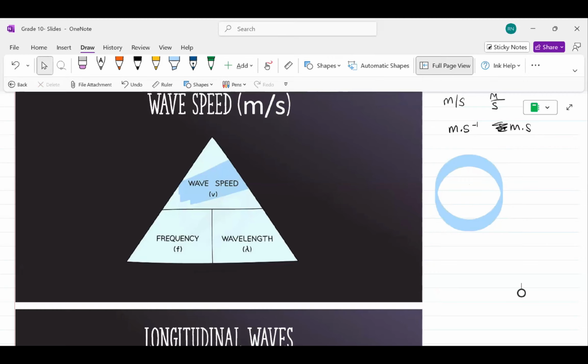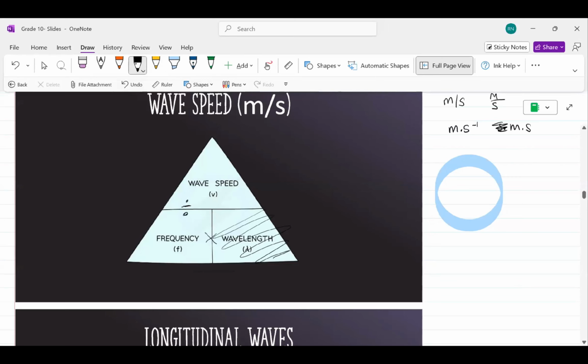Let's pretend that wave speed is covered. That means that I have frequency and wavelength left, right? And what I do with that frequency and wavelength is I multiply them. Whenever it's frequency and wavelength next to each other, I'm going to multiply these two together. And then if I'm looking for wavelength, I cover up wavelength, and now I have wave speed over my frequency. So wave speed divided by my frequency gives me my wavelength.